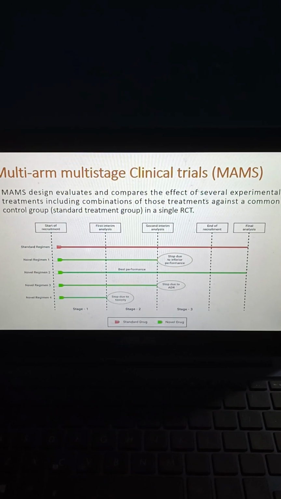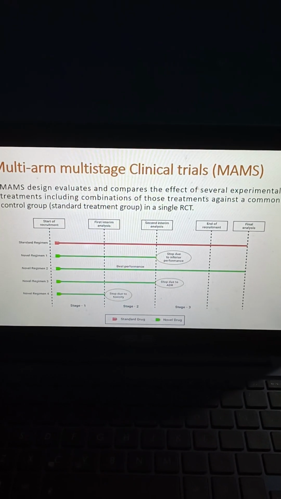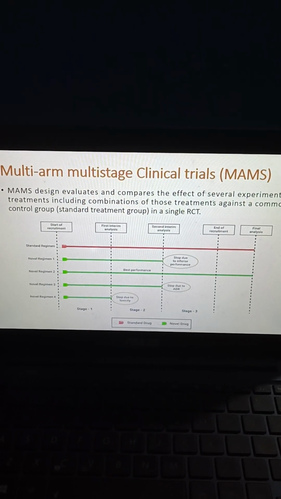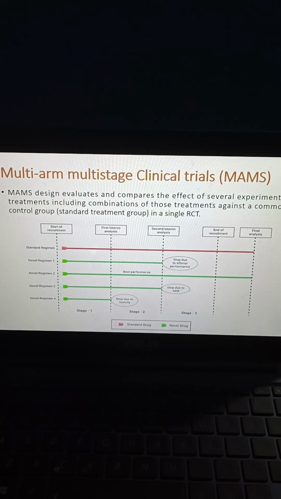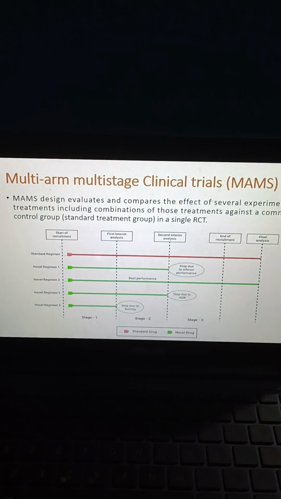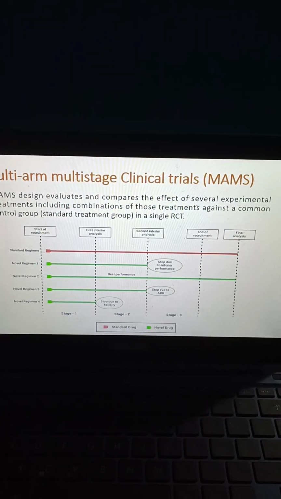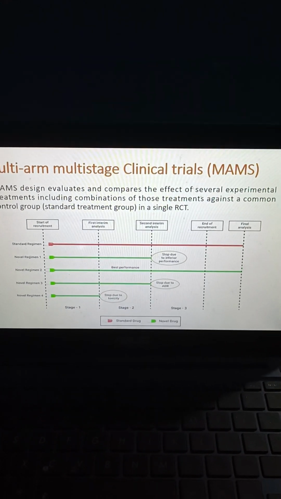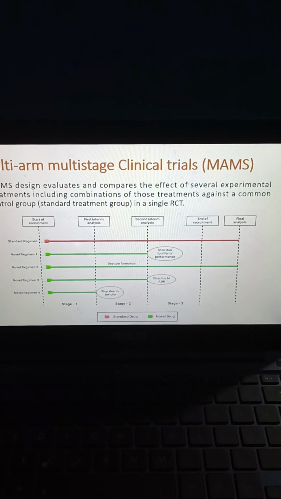Coming to multi-arm, multi-stage clinical trials, that is MAMS. MAMS design, multi-arm, multi-stage clinical trials design, evaluates and compares the effect of several experimental treatments, including combinations of those treatments, against a common control group, standard treatment group, in a single randomized controlled trial.